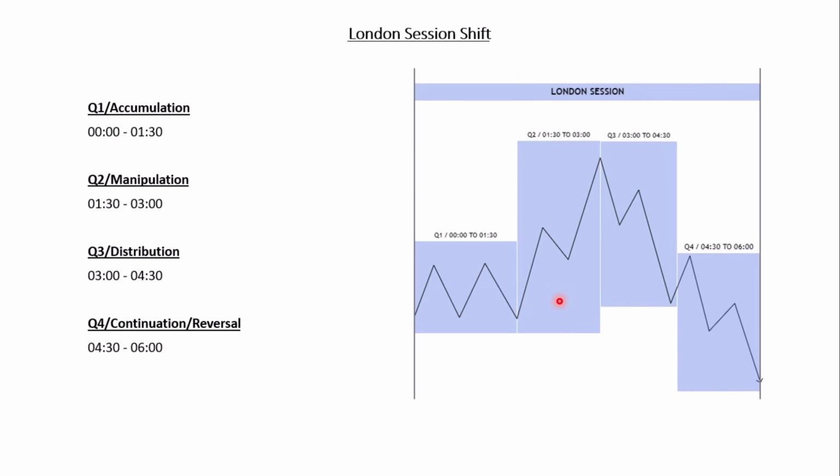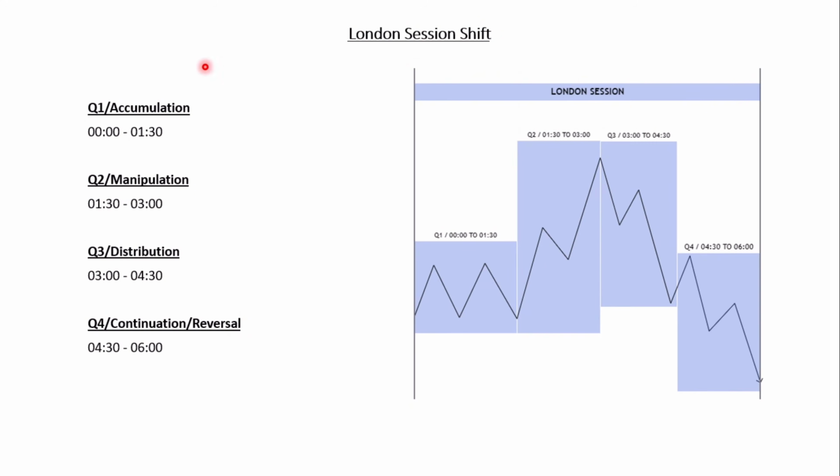And then Q3 is simply a continuation or a reversal, right, of Q2, meaning that it's either going to be Q1, Q2, or Q3, because sometimes it could even be an accumulation phase, and then now Q1 becomes a manipulation phase, if that makes sense.